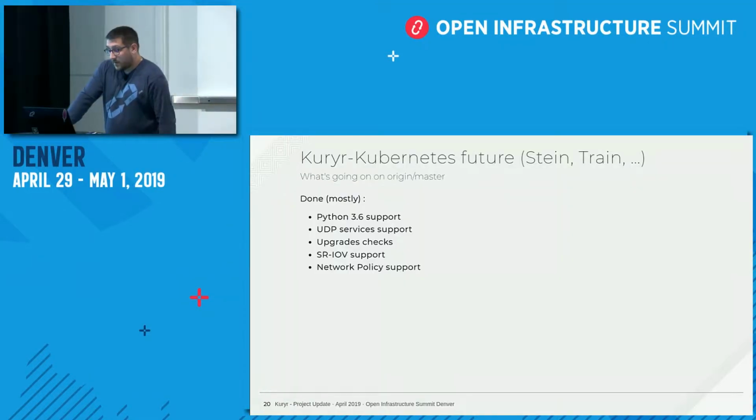Things for the future, as I was saying: mainly we are done with Python 3.6 and 3.7 support. We also want to enhance UDP services and SRIOV support. Network policy support is done. We just need a bit more testing.